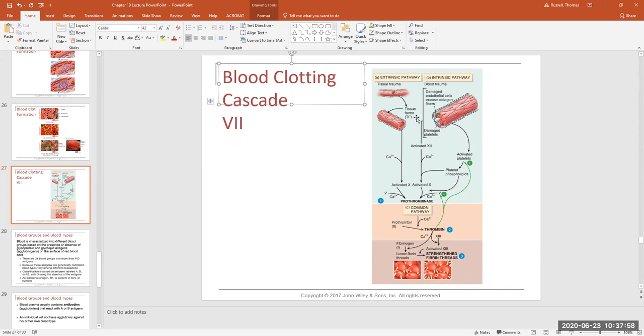Factor number 7 is activated by something called tissue factor or thromboplastin. Factor 7 is activated by tissue factor or by thromboplastin. Does everybody get that? Tissue factor is just a newer name. You're going to see thromboplastin in my note packet. I forget which one I use, so just know both of the names.